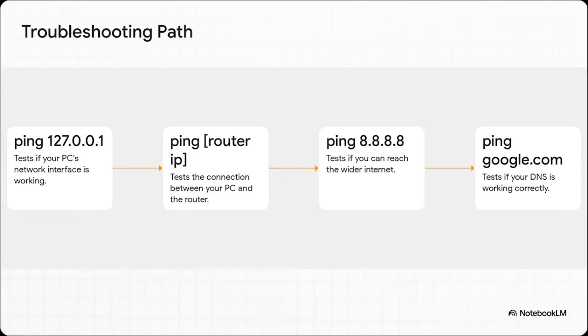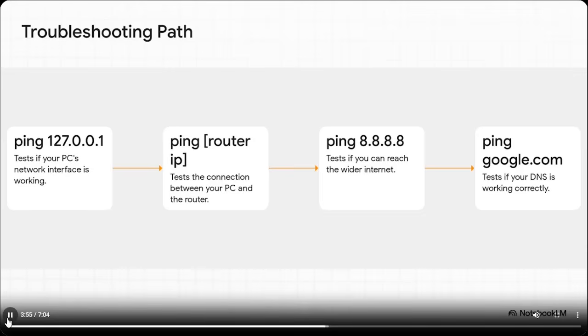Step 3, ping an IP address out on the internet, like Google's 8.8.8.8. If that works, you are definitely connected to the wider internet. So, what if all that works, but ping google.com by name fails? Aha! That means the internet's phone book, what we call DNS, is broken. See? In just 4 steps, you've pinpointed the exact problem.